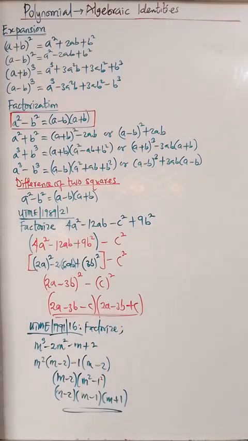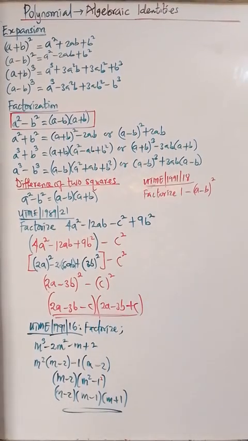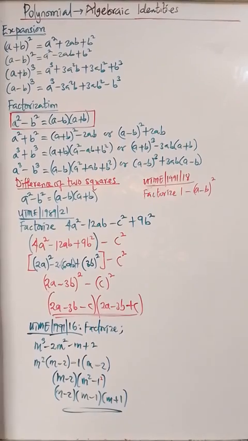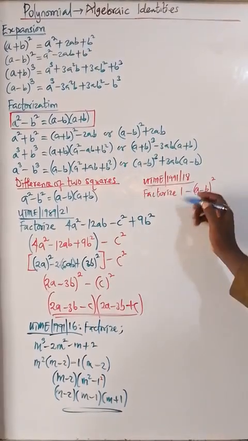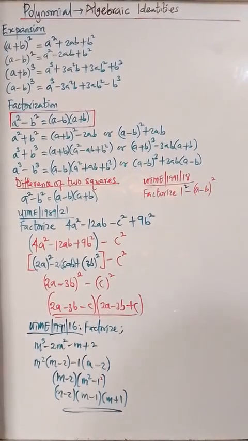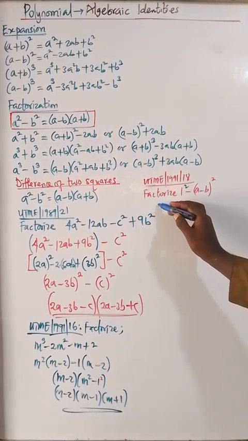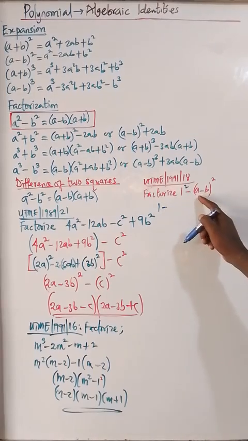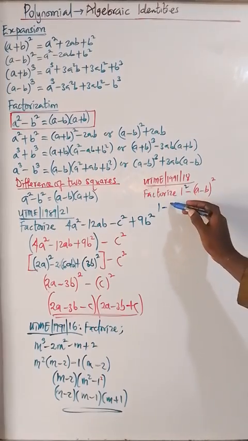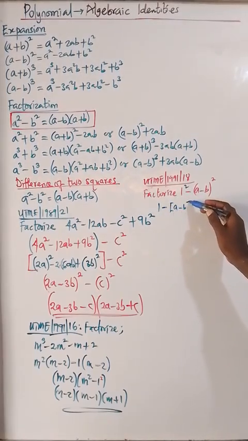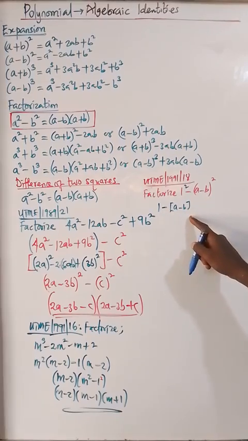Let's take another UTME question. Now look at this question. Factorize 1 minus a minus b all squared. They didn't put the square there, but you should know 1 squared is the same thing as 1. So directly it is a difference of two squares. So we subtract. So that will be 1 minus, what do you have here? A minus b. But please put it inside another bracket. Not just write minus a minus b.